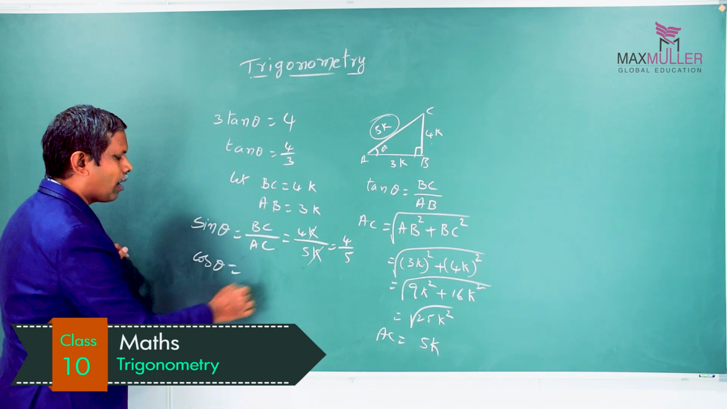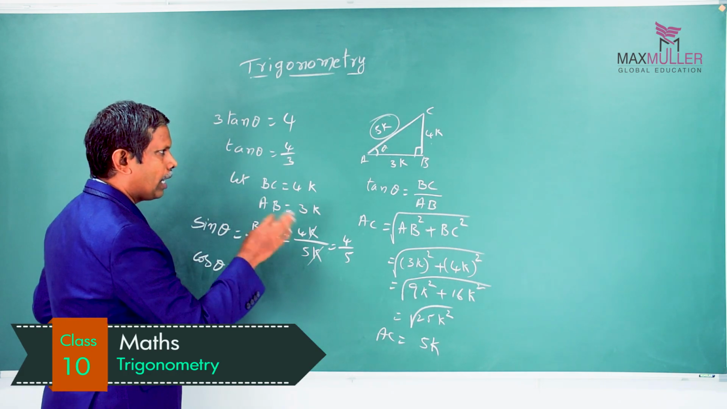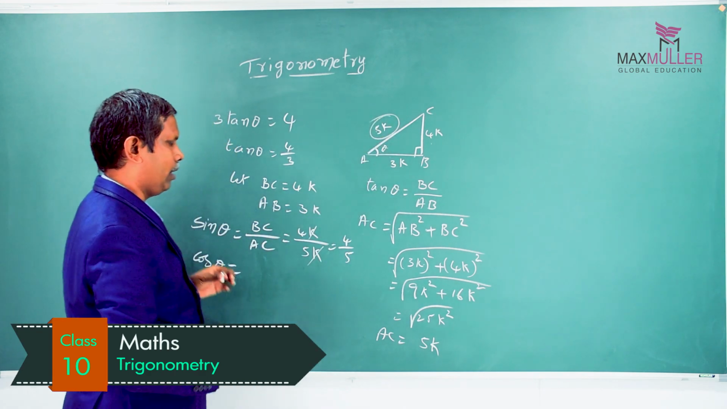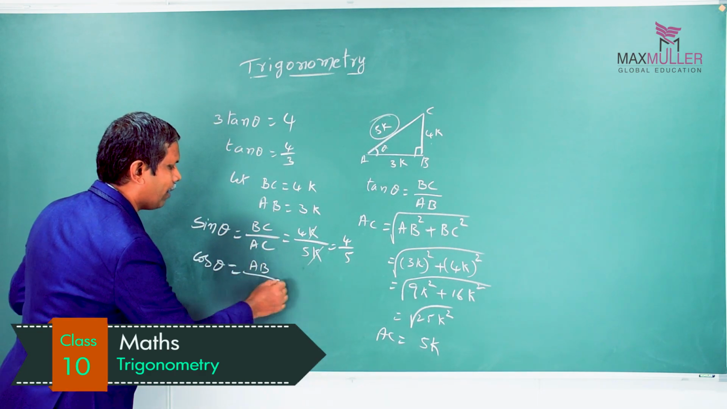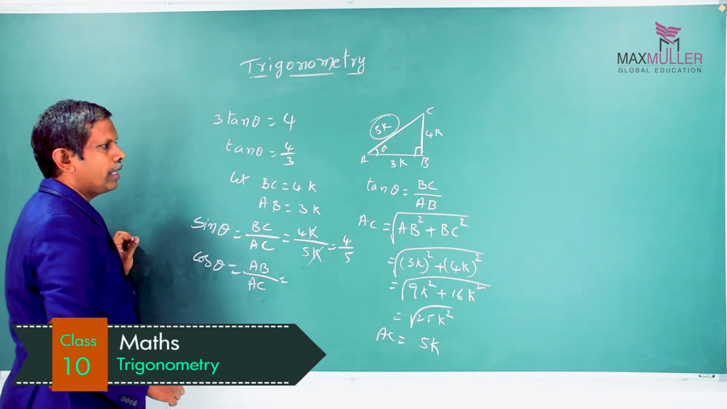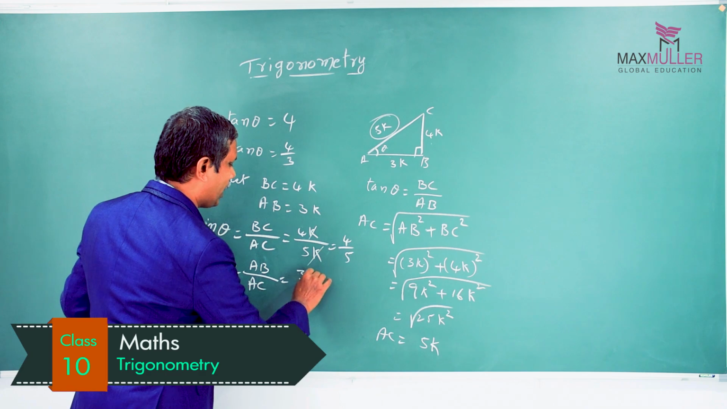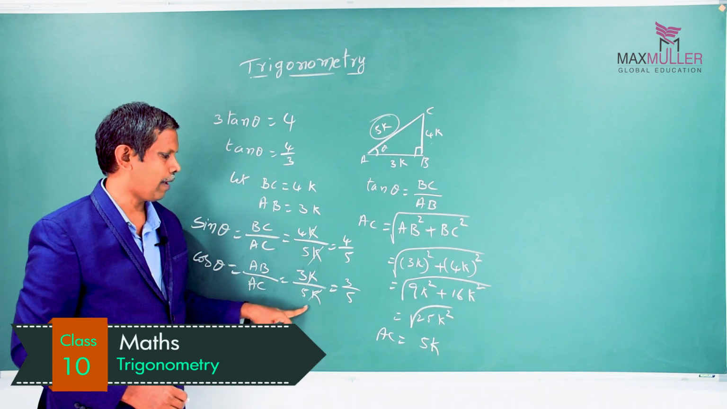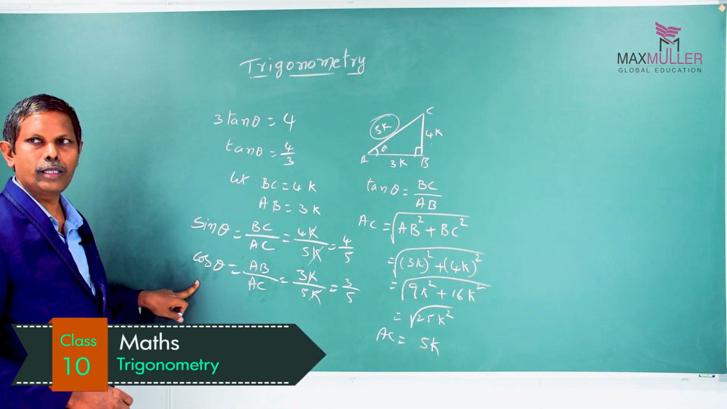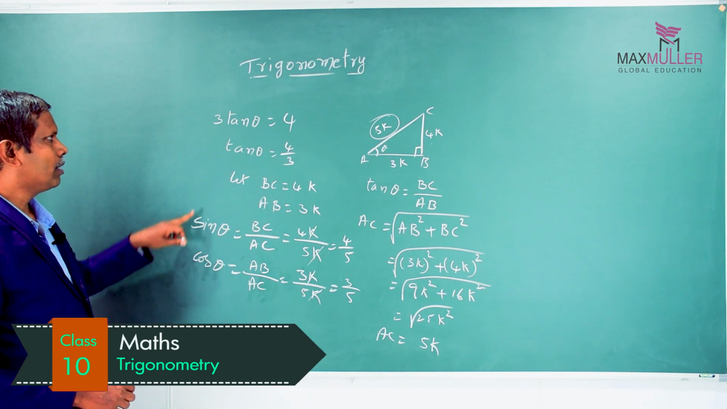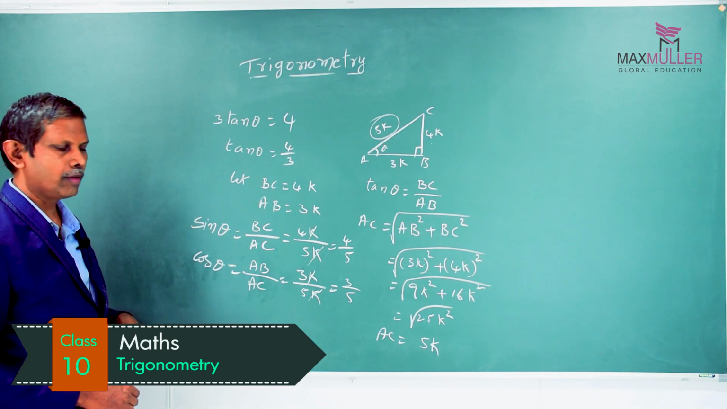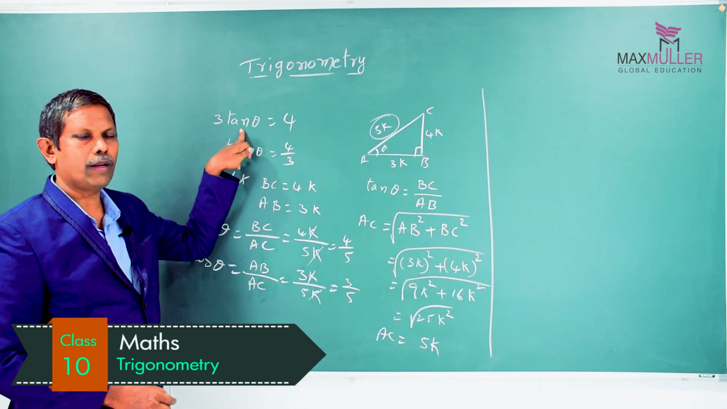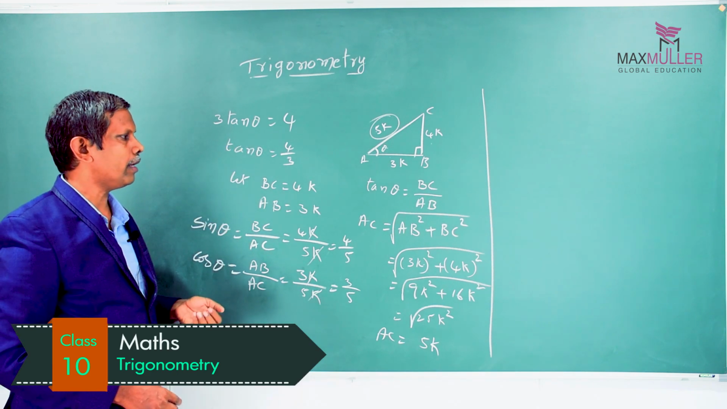Similarly, you can find the cos theta value. Cos theta is nothing but the side adjacent to theta by hypotenuse, that is AB by AC. The length of AB is 3k, so 3k by 5k. The k cancels, and you will get 3 by 5. This is the ratio of cos theta. Similarly, you can find the remaining ratios: sin, cos, tan, cosecant, secant and cot. So if they give one value, we can find the remaining ratios.